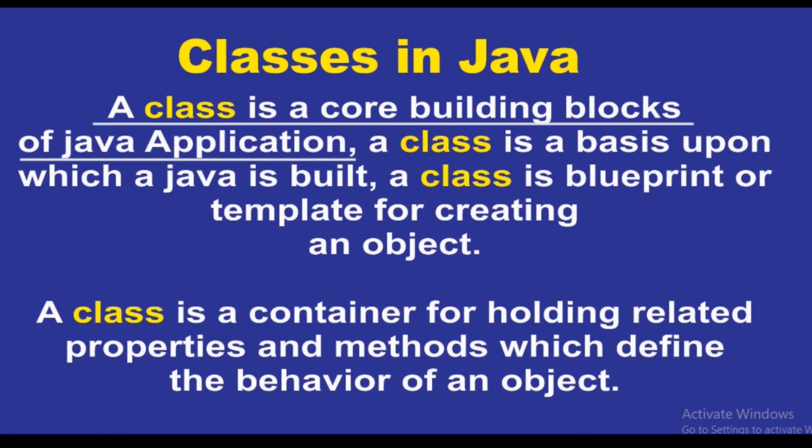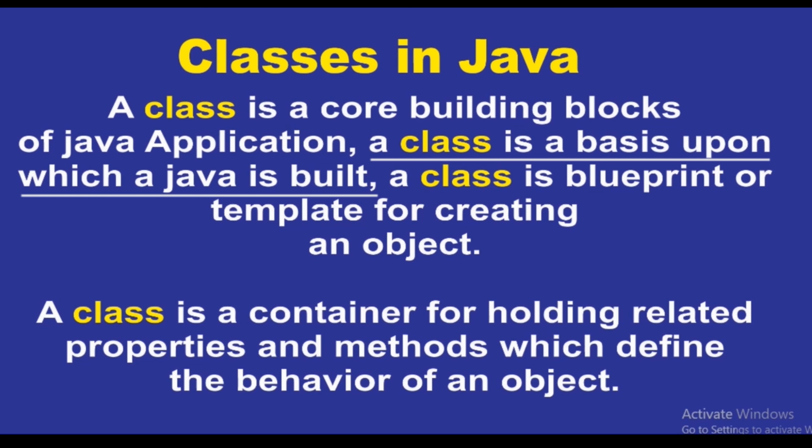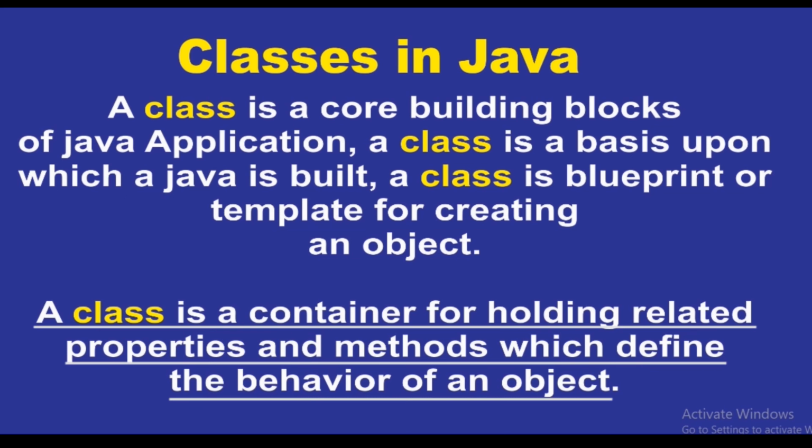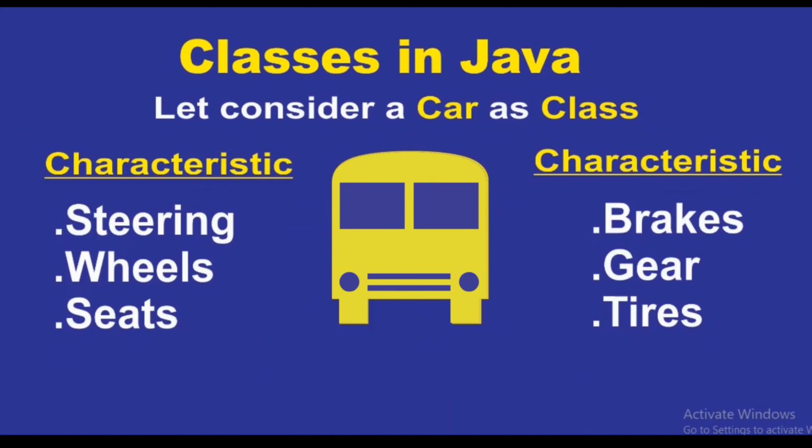A class is a core building block of a Java application. A class is the basis upon which Java is built. A class is a blueprint or template for creating an object. A class is a container for holding related properties and methods which define the behavior of an object.